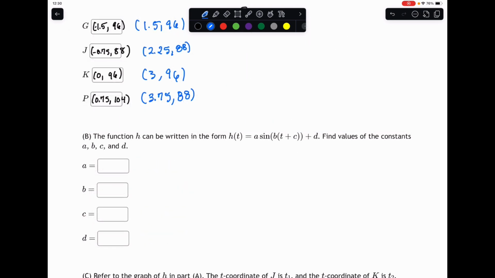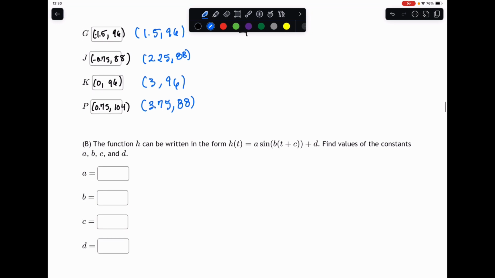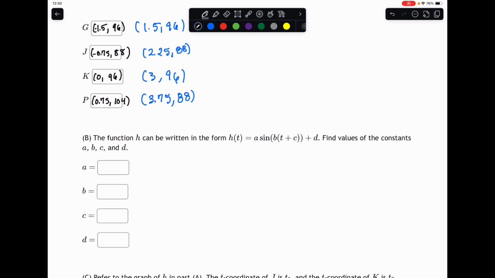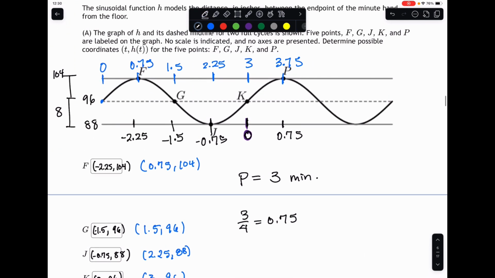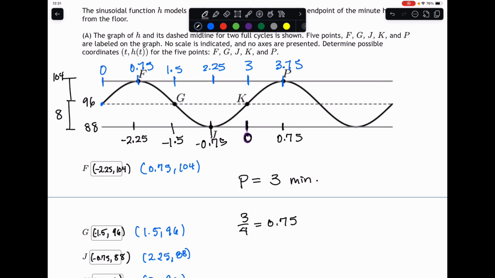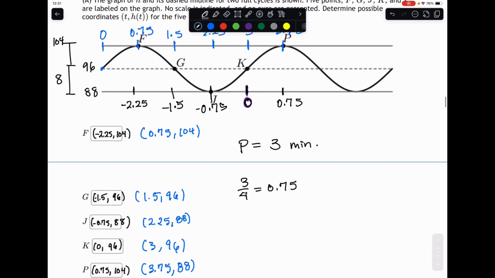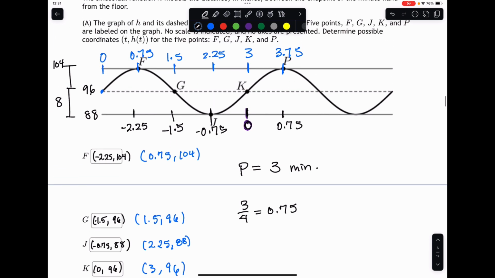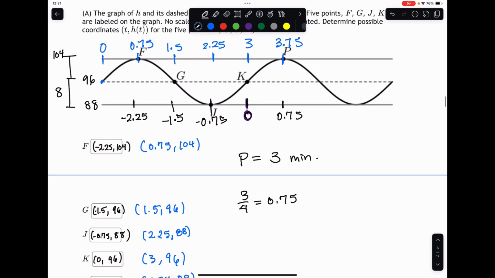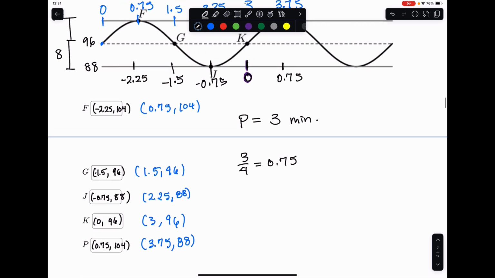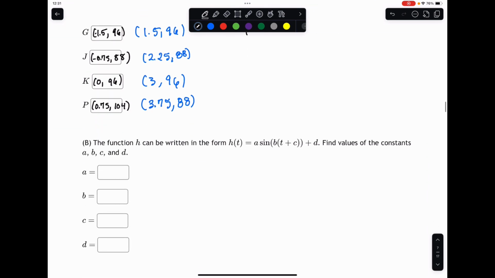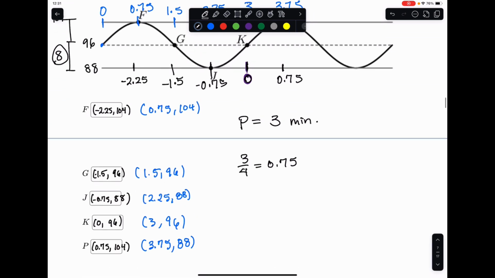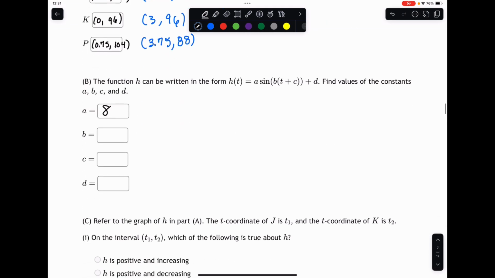Now for part B, to find the values of A and D, it would not matter which x values you use, whether the blue ones or the black ones, they're going to be the same, since that has to do with the vertical scales of our sinusoidal function. So the value of A is the distance from the midline to the max, or to the bottom, which is 8. We had to get that from the very beginning. And our midline is a total of 96. That was given to us at the beginning. And that will earn you 1 point for getting those two values correct.